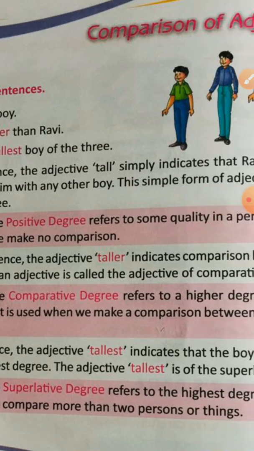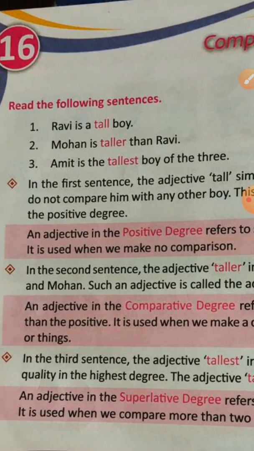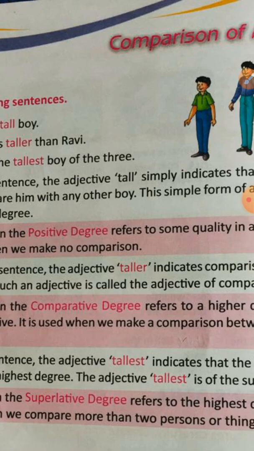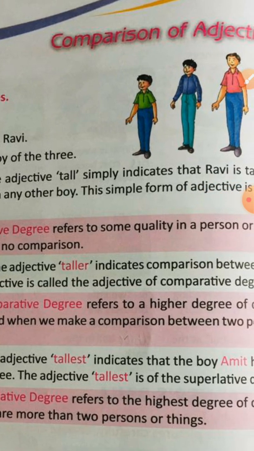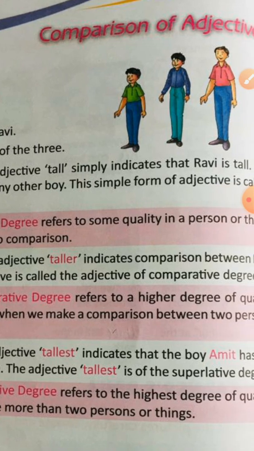Ravi is a tall boy. Ravi is already tall. Second one, you can see Mohan is taller than Ravi. When we have a comparison between these two, Mohan is taller than Ravi.